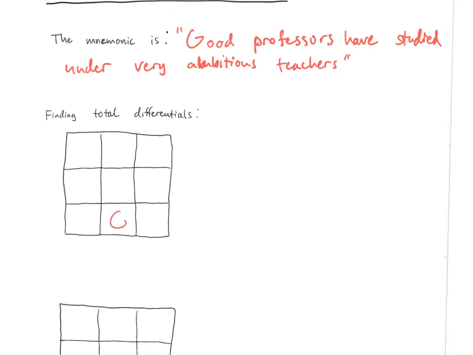You start down here at the very bottom side of the square, and we put in G for good. Professors have studied under very ambitious teachers. And then the last step is to put a negative sign on this side of the square. All right, now what's nice about this is that if you identify a particular thermodynamic variable that you're interested in, like say we just choose G, then its natural variables are just right there next to it.